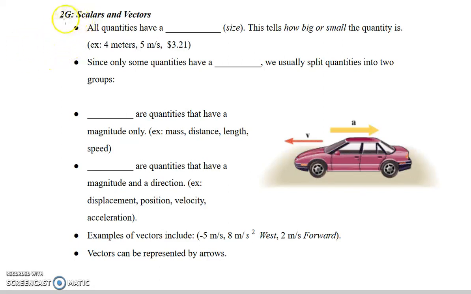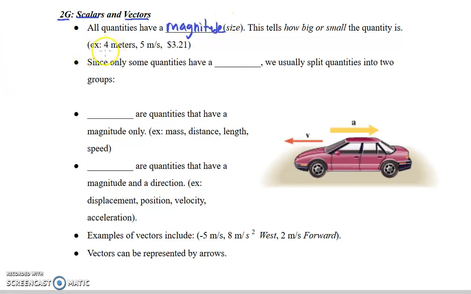Okay, we'll get started. In this section we're going to be looking at 2G, which is going to be scalars and vectors, and what are the differences between the two. So the first thing is to realize that all quantities are going to have a magnitude, or size, and that magnitude really is saying how big or small something is.